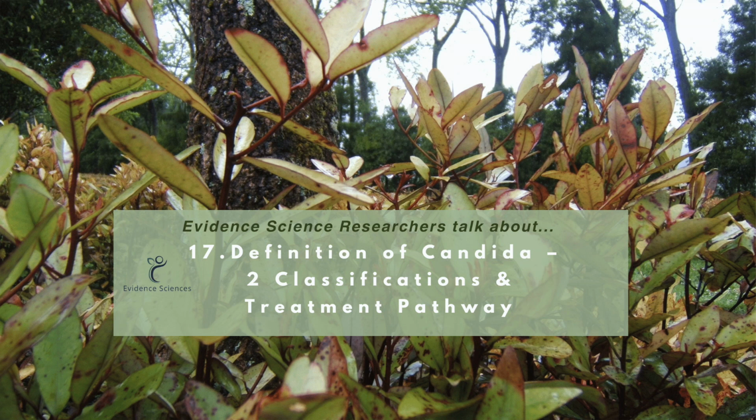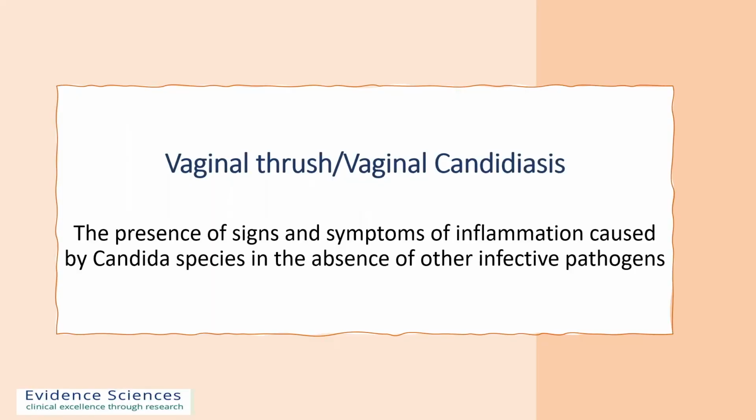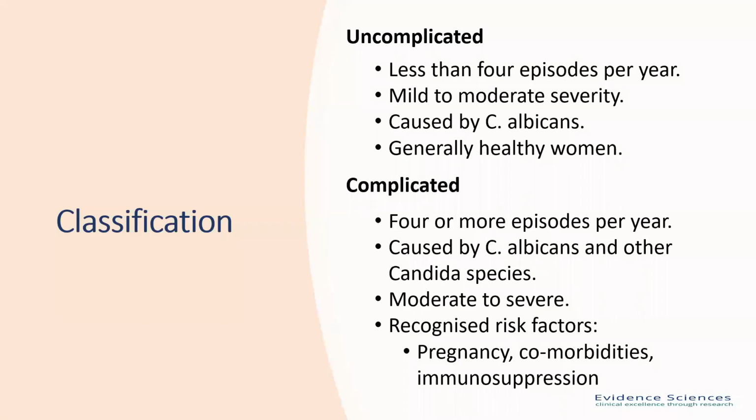So what is vaginal thrush more specifically? It is the presence of signs and symptoms of inflammation that are caused by a Candida species in the absence of other infective pathogens. That's a very simplified description or definition of vaginal thrush. And the literature gives us two classifications: the uncomplicated and the complicated.